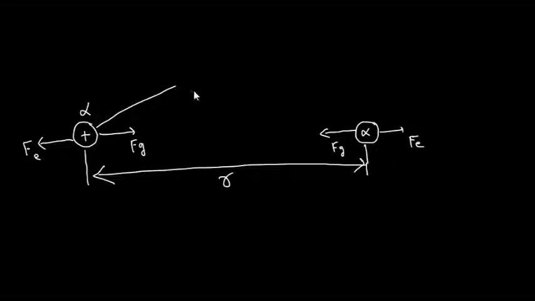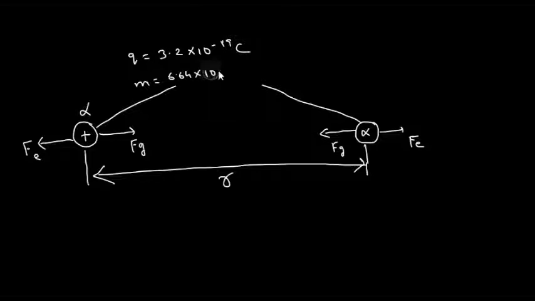A few variables are given. Charge is given, that is 3.2 into 10 to the power minus 19 coulomb, and mass is given, that is 6.64 into 10 to the power minus 27 kg. So this is the structure of the sum. Now we will resolve the sum.